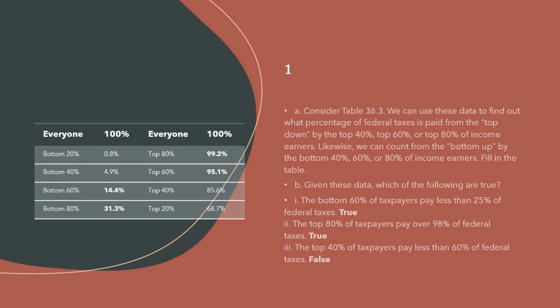And then B, given this data, which of the following are true? 1. The bottom 60 of taxpayers pay less than 25% of the federal taxes. That is true. The bottom 60 pays 14.4%. 2. The top 80% of taxpayers pay over 98% of federal taxes. That is also true. The top 80 pay 99.2%, which is above 98%. Part 3. The top 40% of taxpayers pay less than 60% of federal taxes. That is false. The top 40% pay 85.6% of taxes, which is higher than 60%.